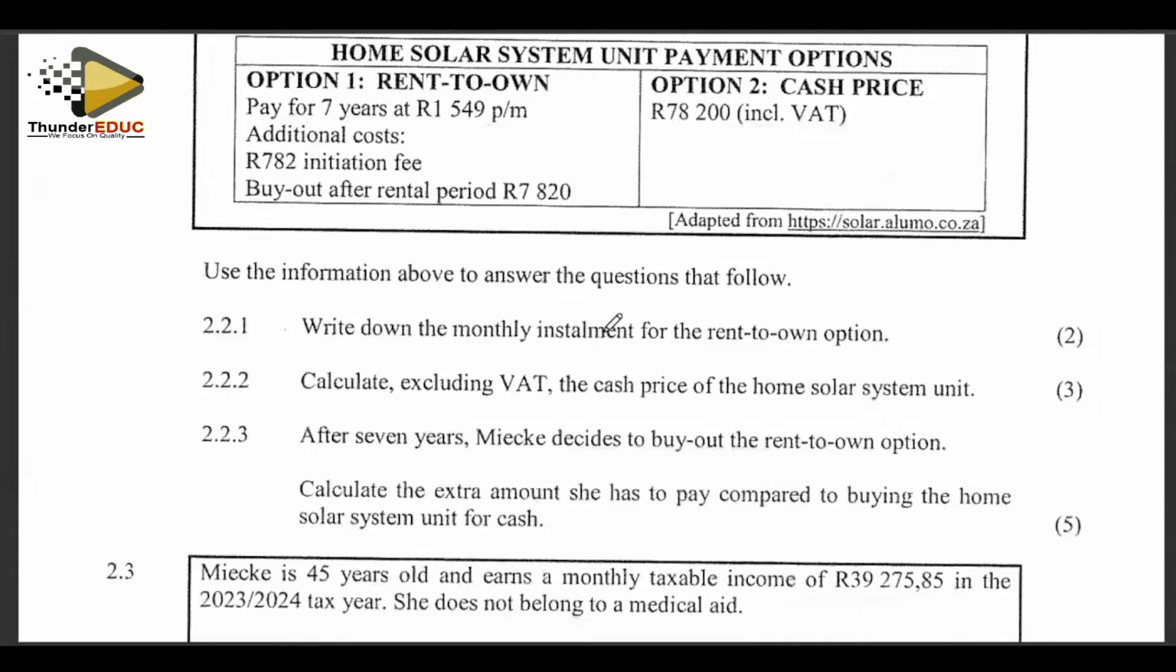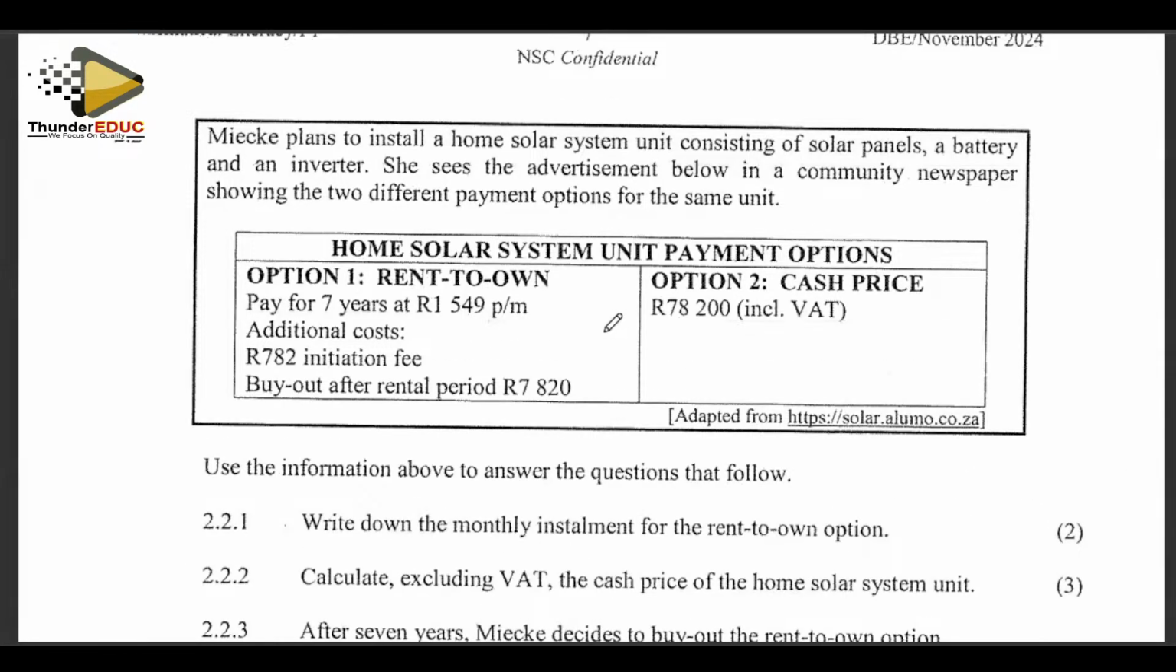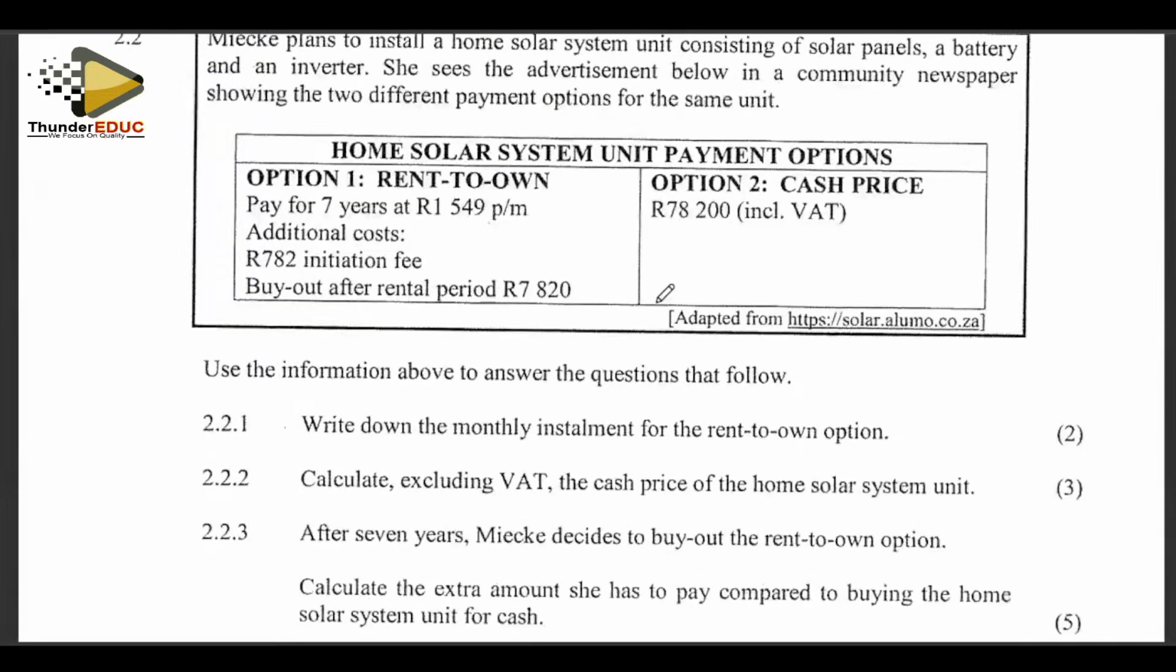Okay, go to the next question, 2.2. Mikey plans to install a home solar system unit consisting of solar panels, a battery, and an inverter. She sees an advert in the community newspaper showing 2 different payment options for the same unit. Home solar system unit payment options.